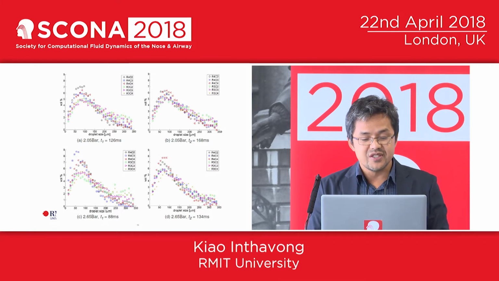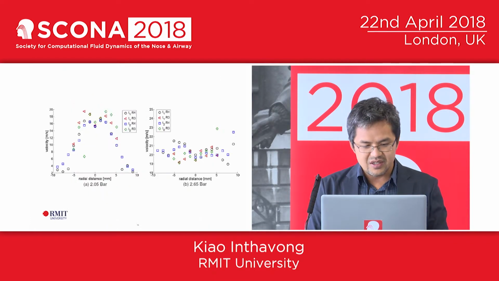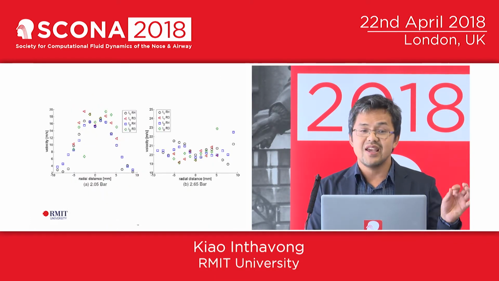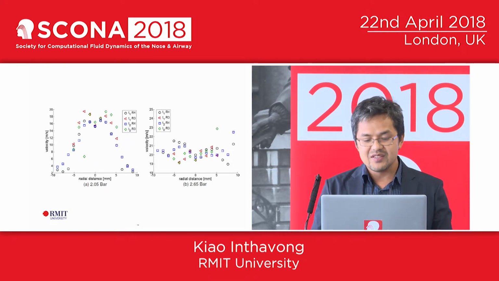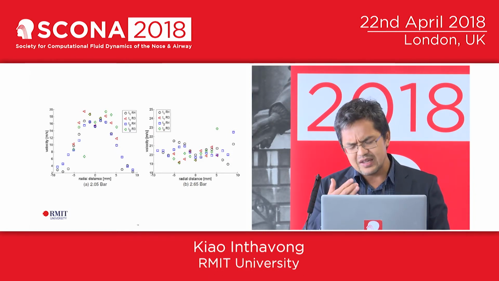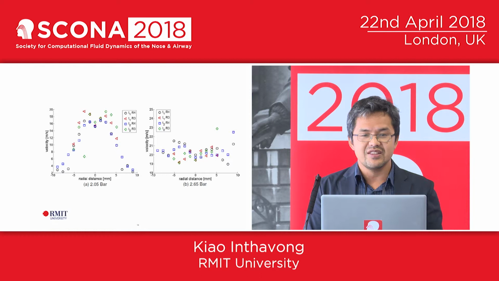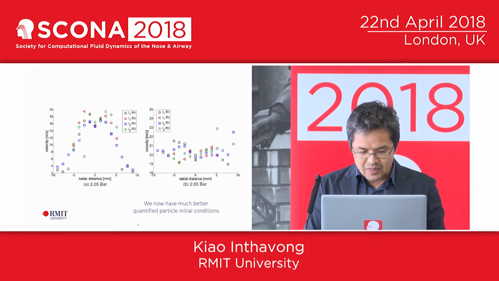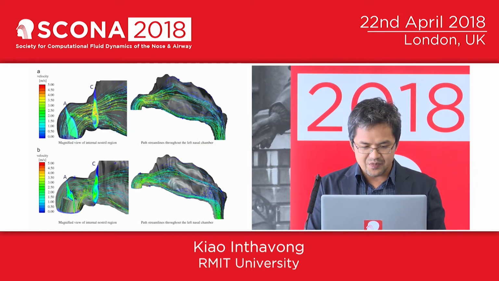A lot of image processing was applied, and we were able to get the droplet size distribution, and these are critical because they can then be inputted into the CFD model as initial conditions. And the velocity was obtained through 2 snapshots of one spray pair, so that pair of images had a time difference of, say, 0.1 millisecond, which then allowed us to get the instantaneous velocities. And so now we have much better quantified particle initial conditions.